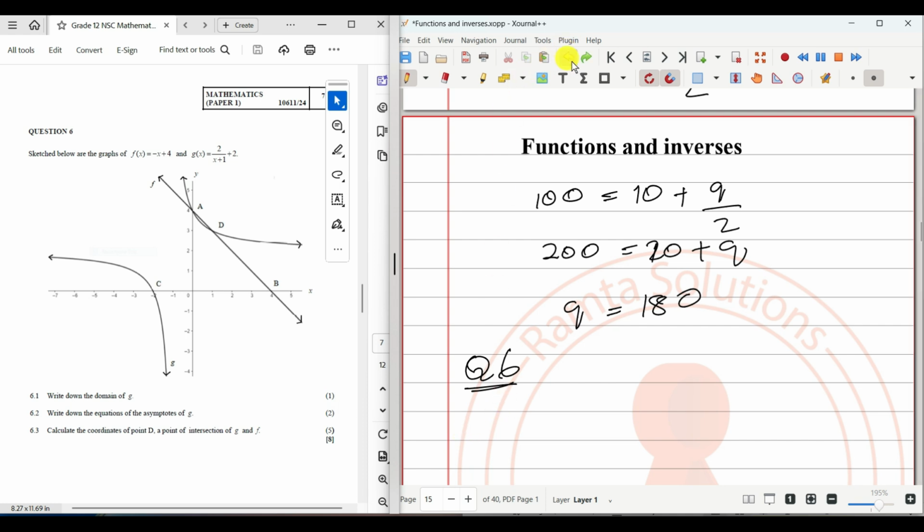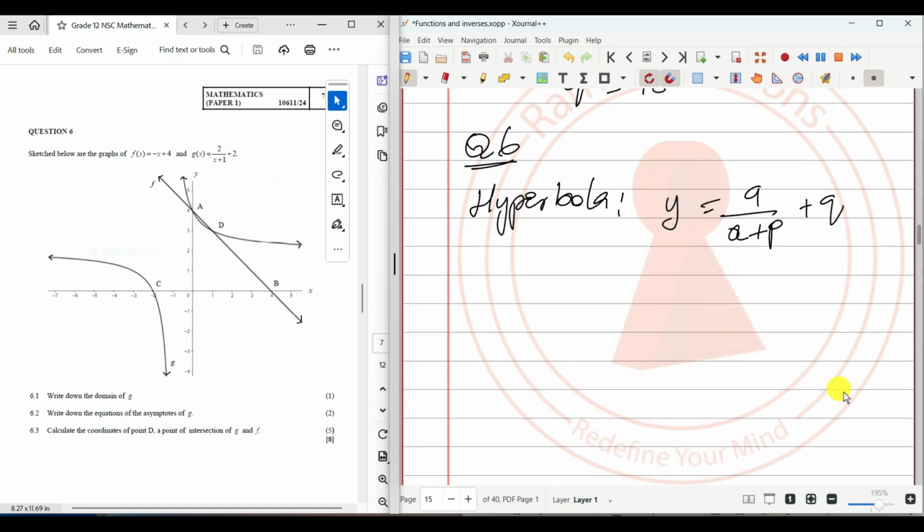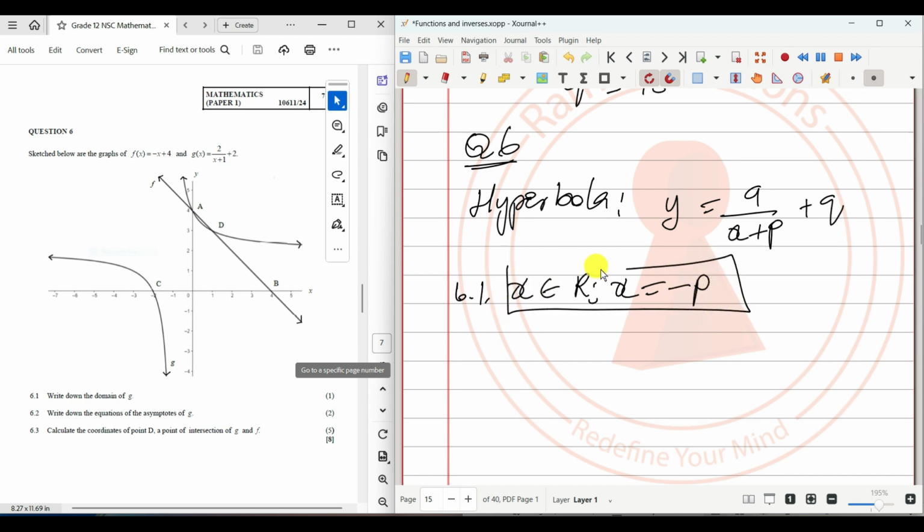Let me remind you, for the hyperbola, they come in the form y equals a over x plus p, plus q. Okay, perfect. Now, 6.1, we must be done in 8 minutes. It says, write down the domain of g. The domain will always be x is an element of real numbers, but x is not equal to negative p. This you must remember, guys.